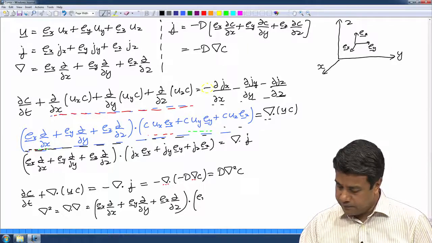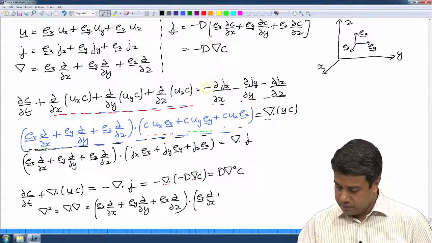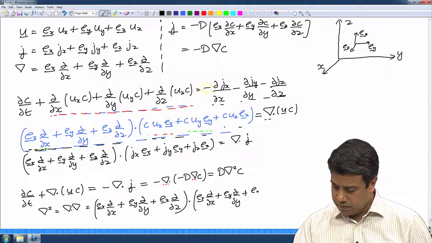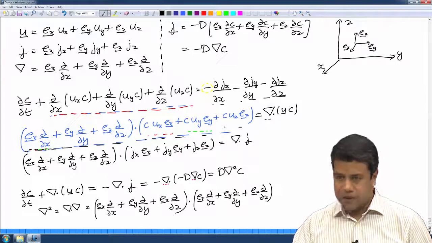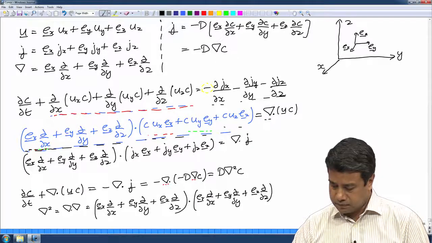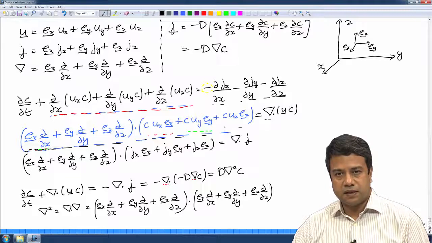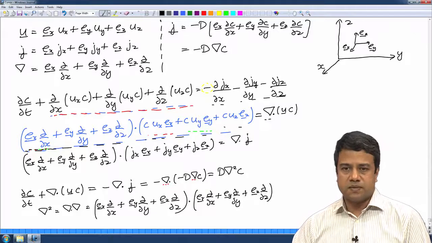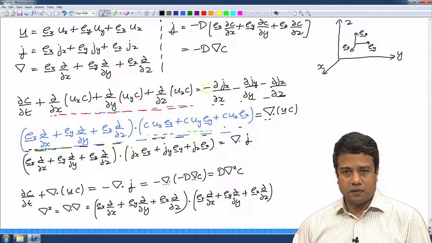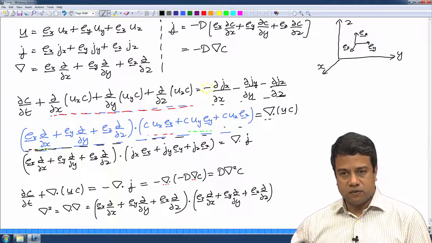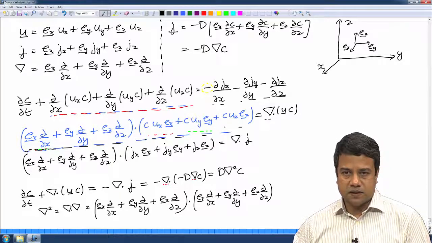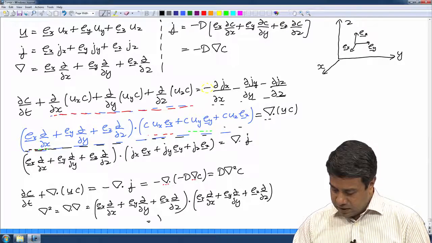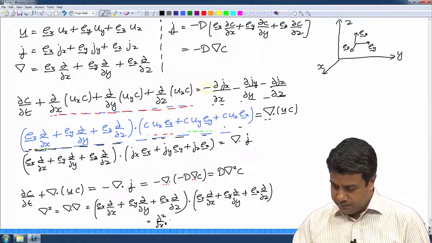dotted with itself. And once again you can see that Ex dot Ex is 1, Ex dot Ey is 0. Therefore, only the terms which involve derivatives of the same coordinate will be multiplied by 1. Derivatives of two coordinates will be multiplied by 0. And therefore, this just gives me d square by dx square.